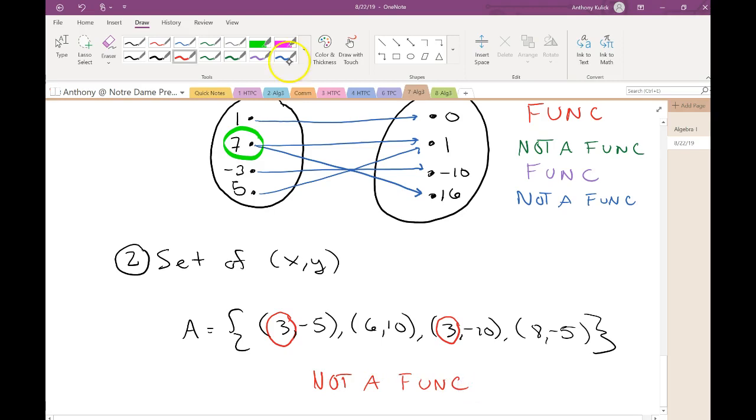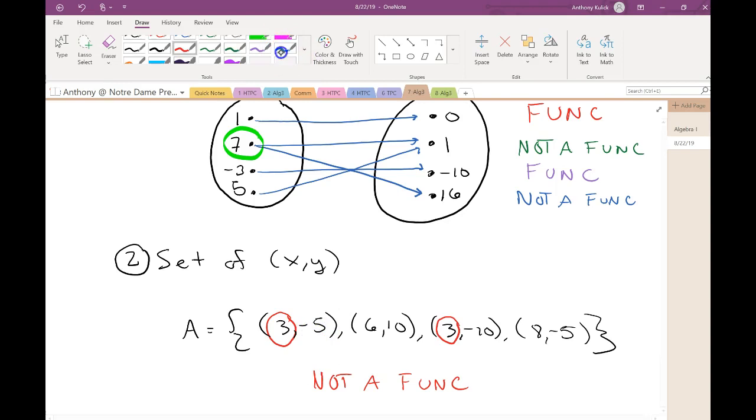Did it matter that the negative 5 is paired with 2 different x's? No, the y's do not matter. We're only worried about the x's. Do we feel okay with the set of ordered pairs? Basically, all we're doing is looking for repeated x's, right? That's the cut and dry there. Yes? Correct.